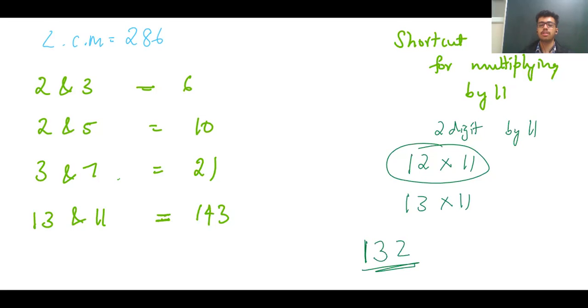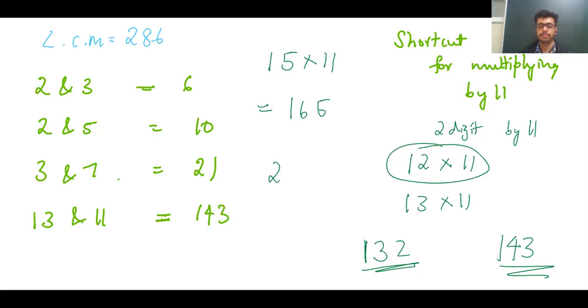Similarly, for 13 into 11, write 1, then add both the digits. 3 plus 1 is 4. Then write the last digit 3: 143. So 143 is the multiplication of 13 and 11. Similarly, 15 into 11 is how much? 165. Yes, 165.